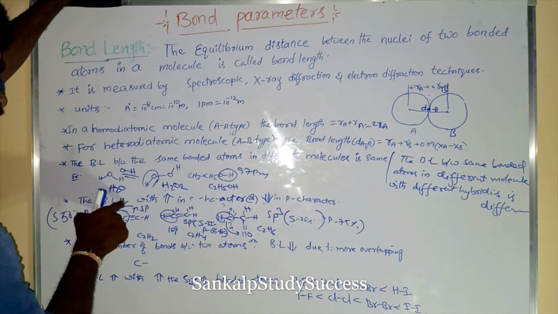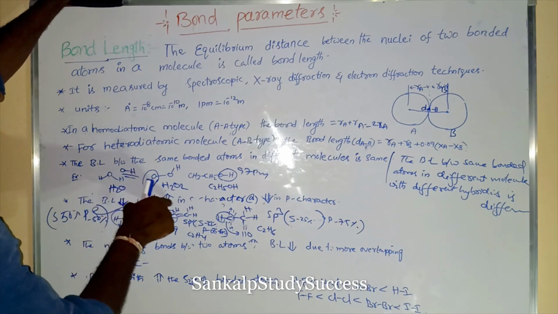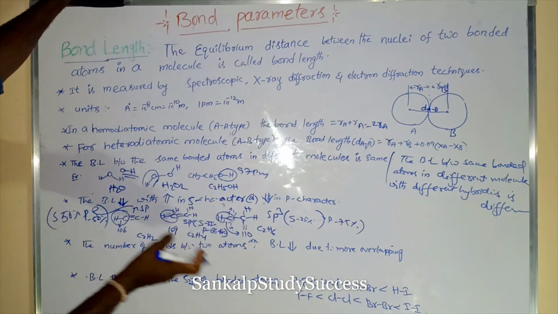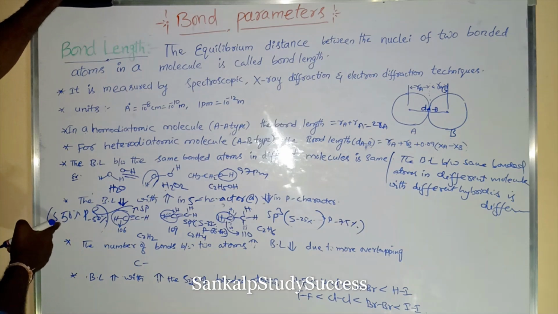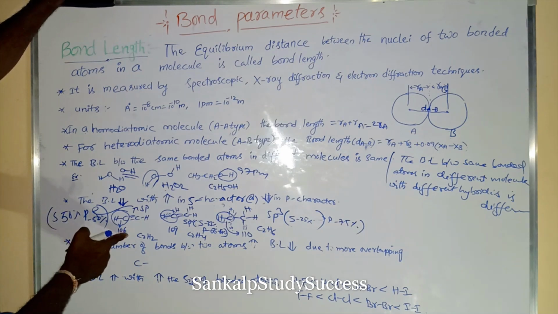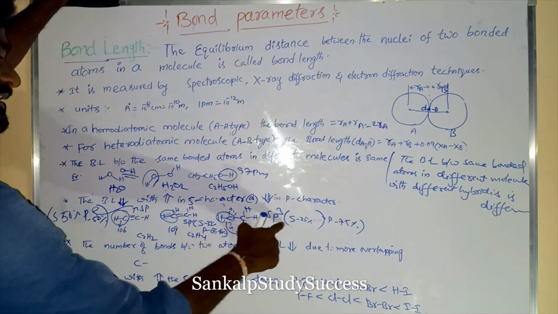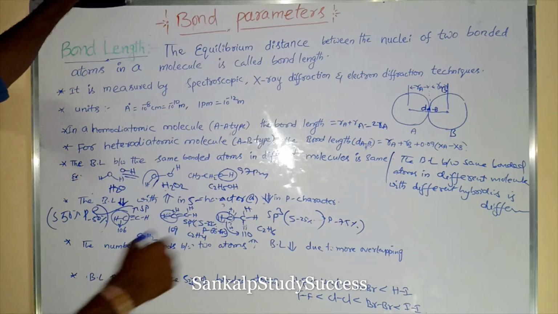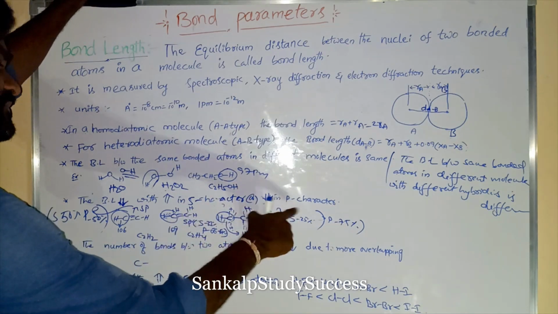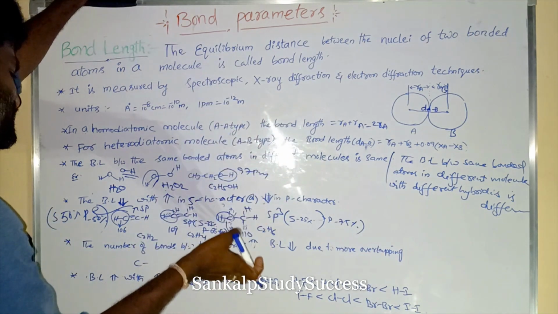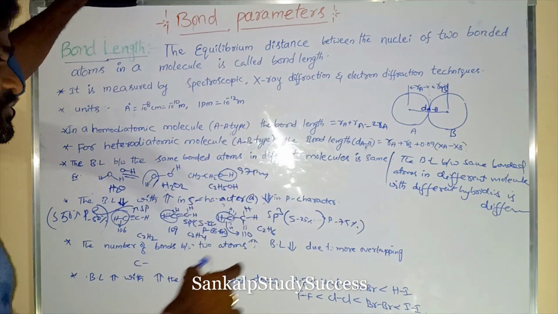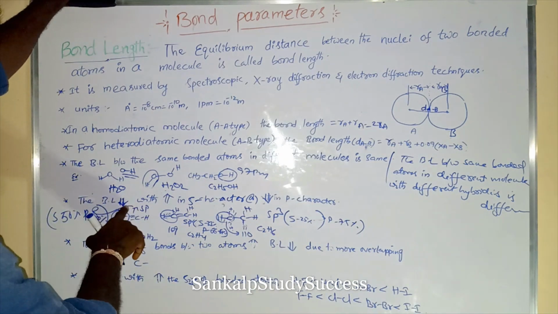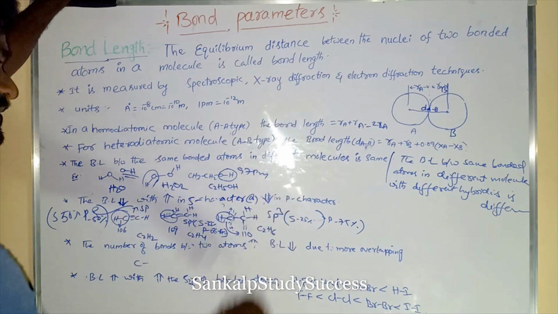So what is the point? The bond length decreases with increasing S character. If the S character increases, the bond length decreases. With 50% S character, its bond length is 106, but in ethane, the S character is 25 and its bond length is 110. Or, with decrease in P character, the bond length also decreases. So the bond length decreases with increasing S character or decreasing P character.